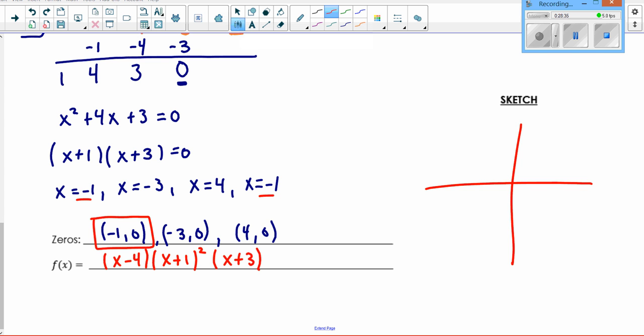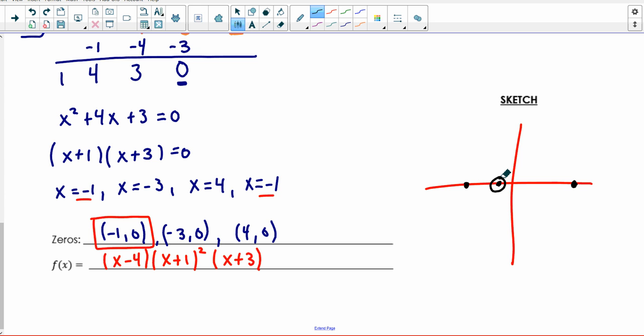Alright, I'm hitting at 4, 0. You guys might want to try to graph this. This is a good place to pause and try it on your own first. Hitting at negative 3, and then I'm hitting at negative 1, and I'm going to circle it because I'm hitting there twice.